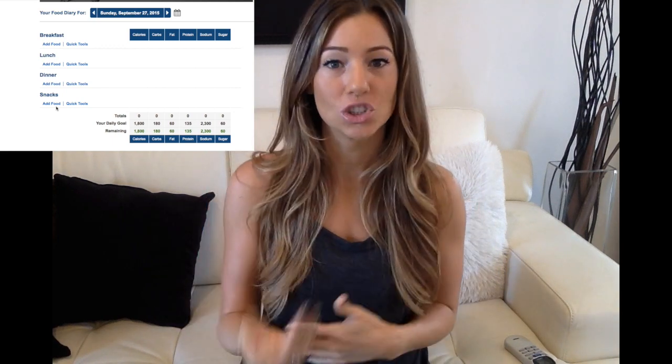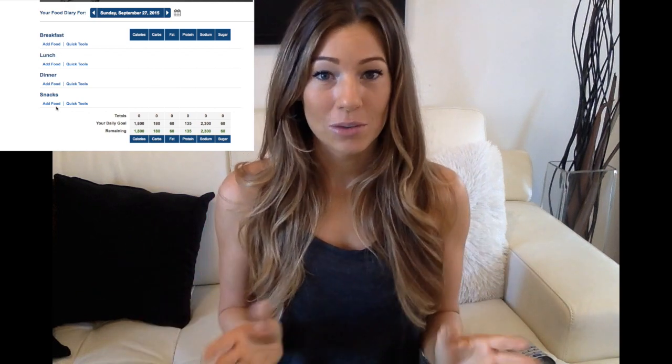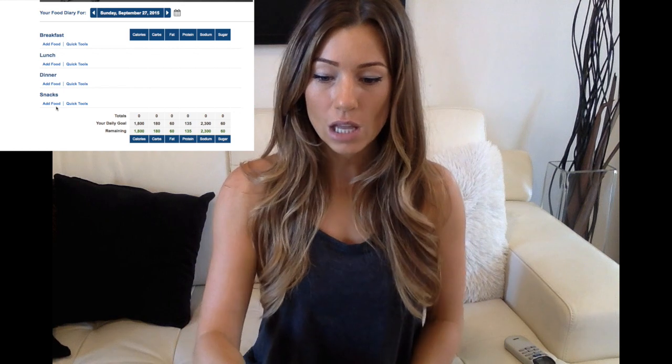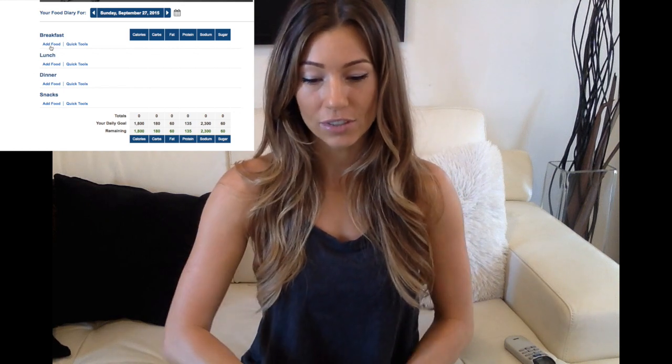I would like for it to have snack 1, snack 2, snack 3, because as I enter in all the different snacks, it just jumbles up all the macro ratios. So you just have to do a little bit of math and make sure that each individual snack meal is at the macro ratio that you need. Let's go ahead and add food for breakfast.